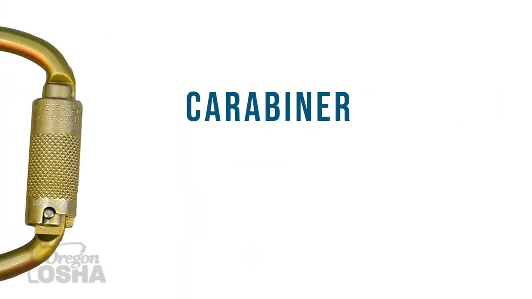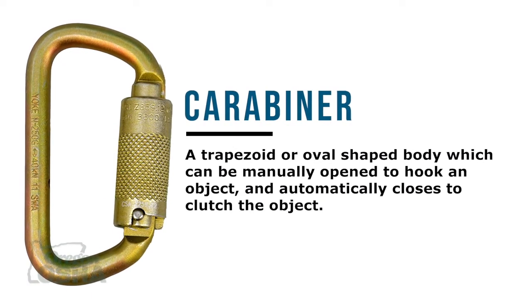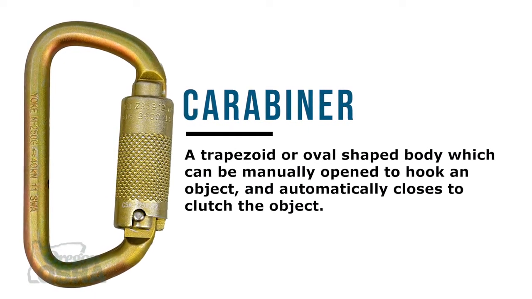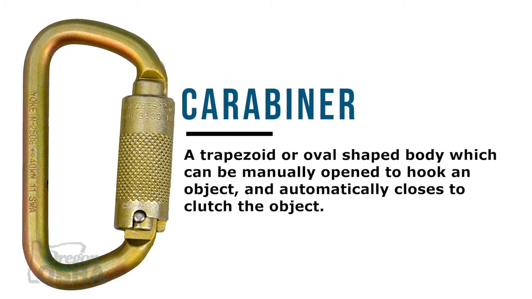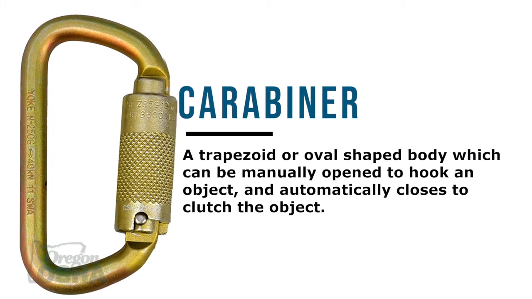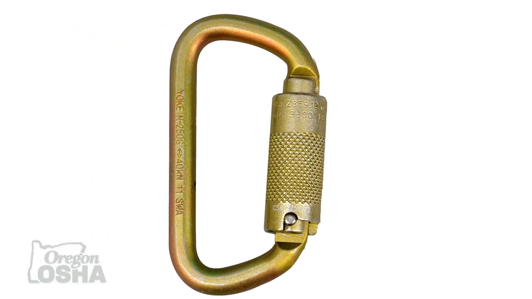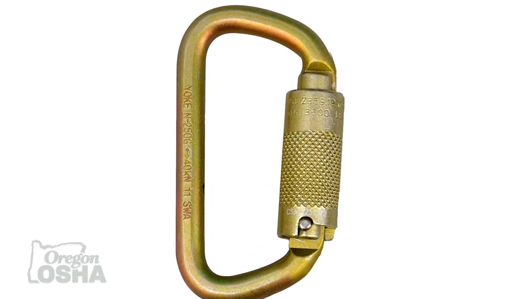A carabiner, on the other hand, has a trapezoid or oval-shaped body with a closed gate, or something similar that can be opened to attach to another object. Just like the snap hook, it has to automatically close to clutch the object. Keep in mind that even though something is auto-locking, it's always good practice to double-check.